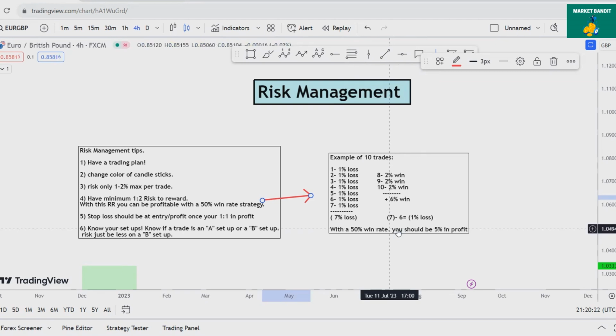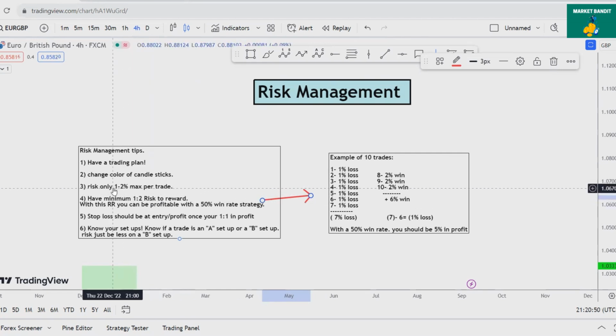Because if you have a 50% win rate, you should be 5% in profit. If you lost 5 trades and won 5, or even if you take 20 trades, you lost 10 and won 10, you should end in 5% profit, right? So that's the beautiful thing with a risk reward of 1 to 2, okay?